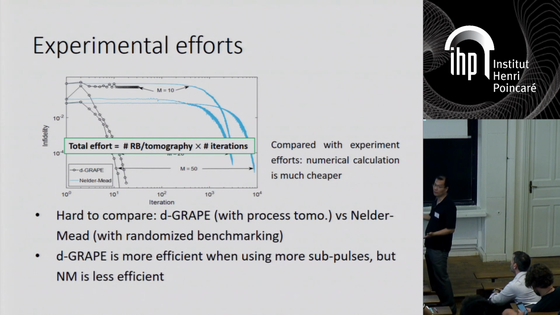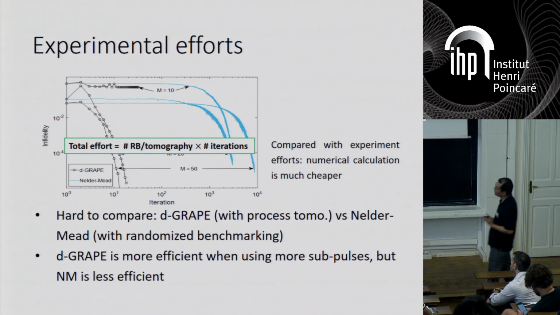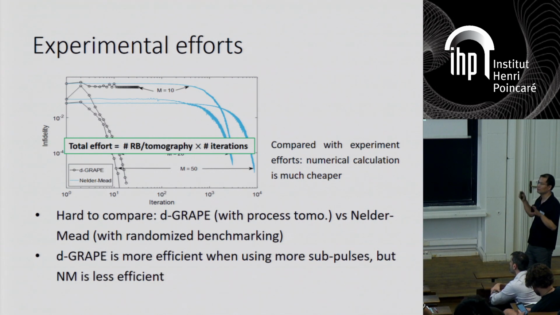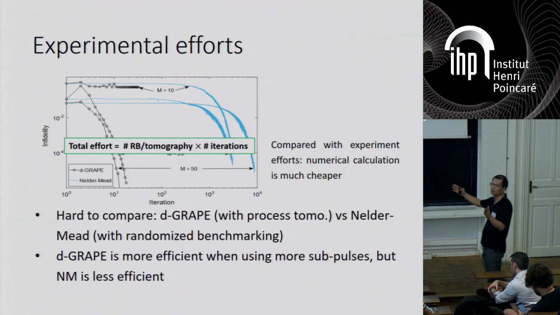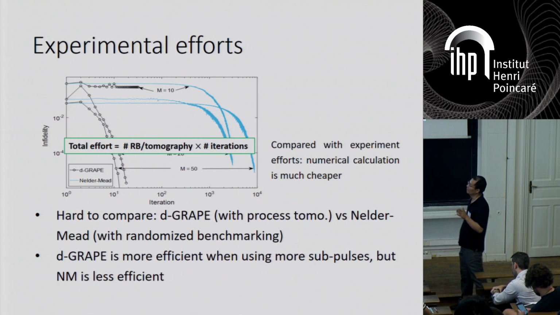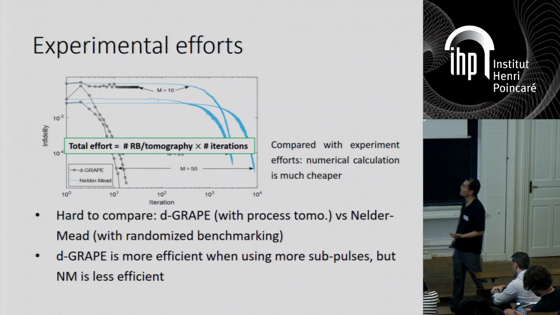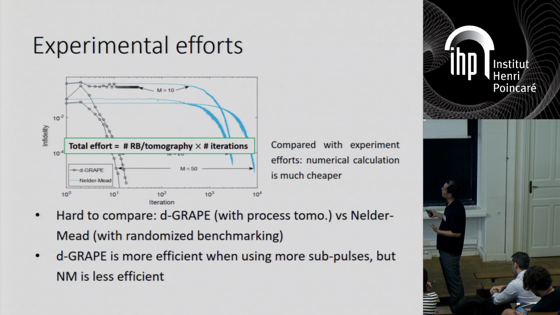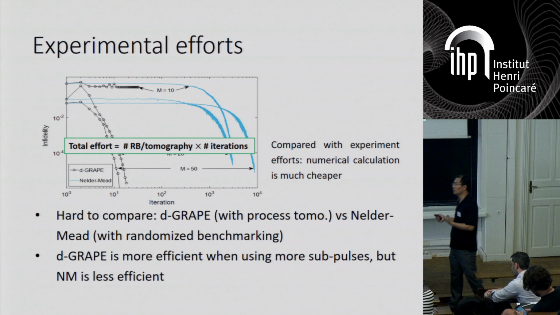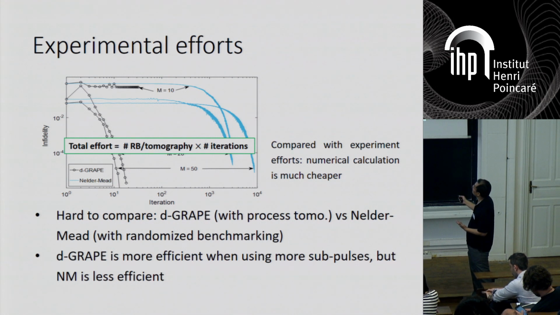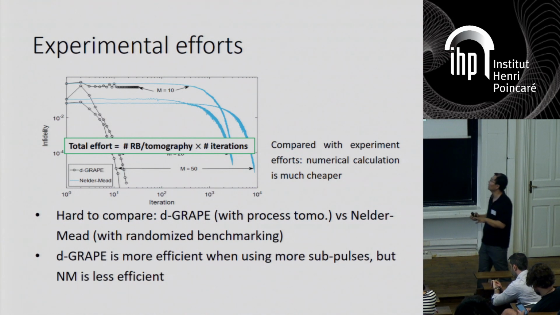So it will be slower. Okay. So d-GRAPE can be more efficient when using a pulse that includes a large number of pulses. In this way, it can be very efficient. And the effort does not increase with the number of the pulses because what you need to do is only the tomography. And the effort is not related to the number of pulses.